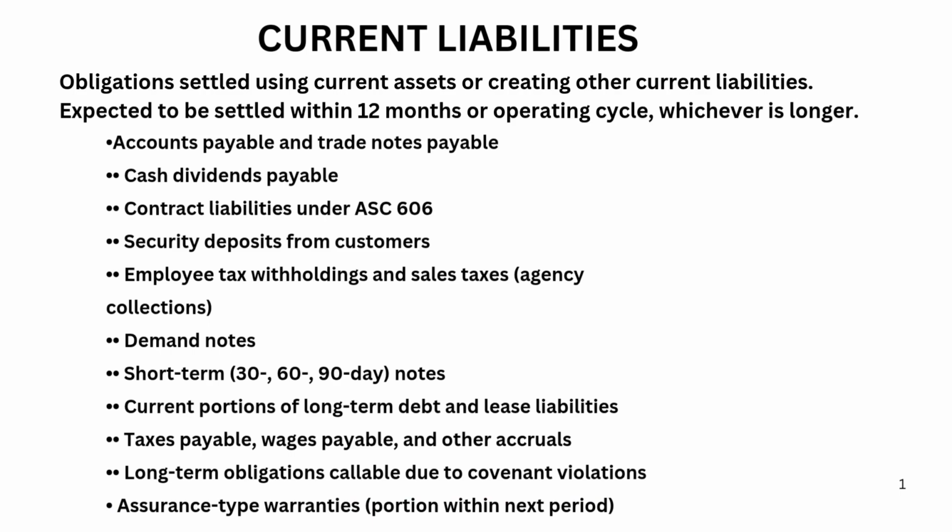So, to summarize, current liabilities are the bills, debts, and obligations a business needs to settle soon, typically within a year. They show how much pressure the business has on its short-term finances.